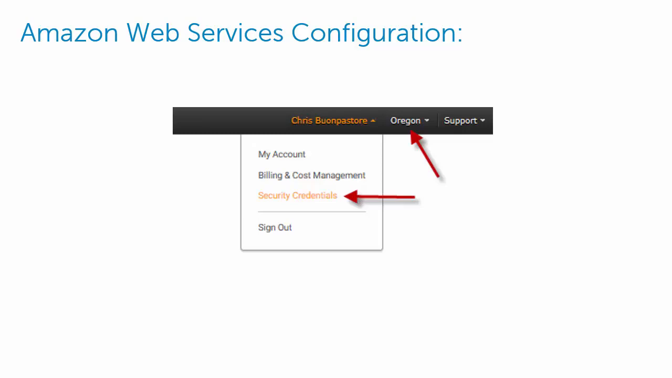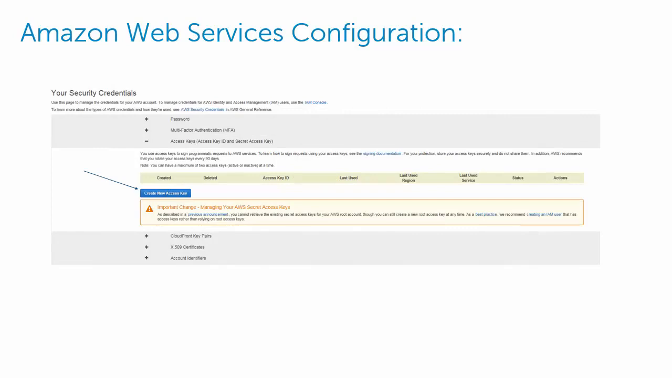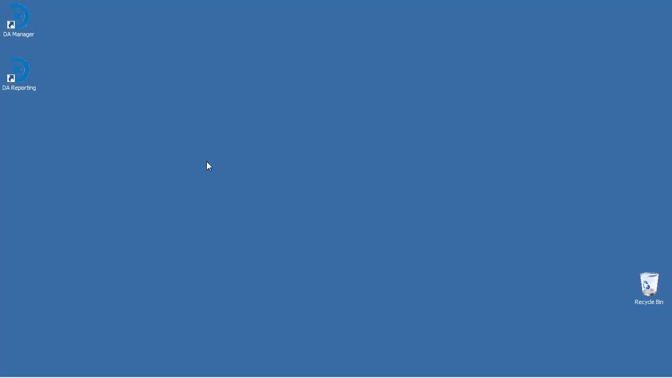Then click the account name drop-down and select Security Credentials. Finally, click on Create New Access Key. This final step will provide the keys needed to configure off-network support inside Desktop Authority's console. Now that the Amazon Web Service is configured, and we have acquired our access keys, we are going to log into the Desktop Authority console.